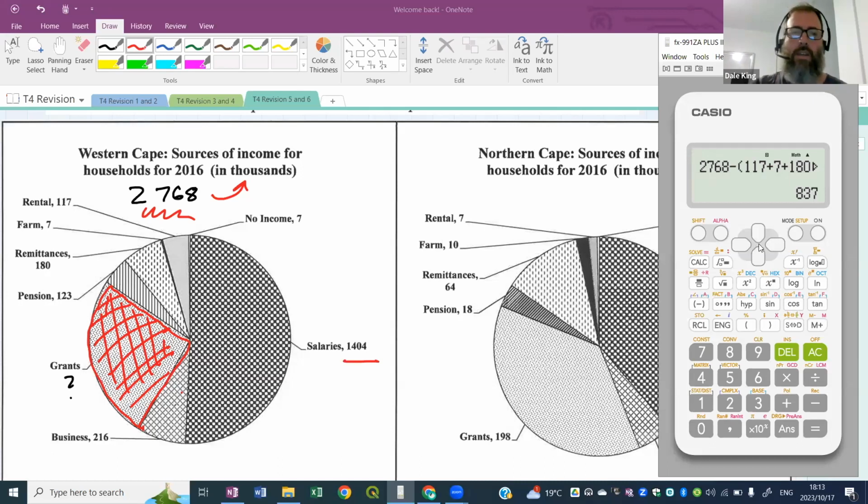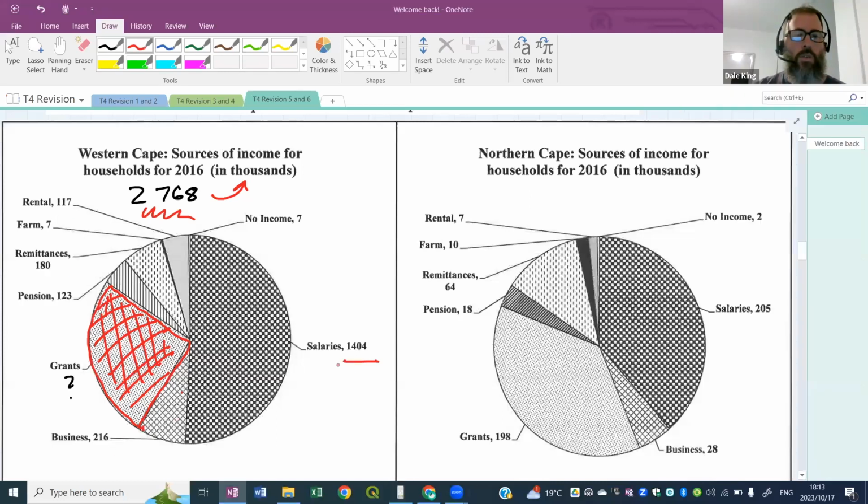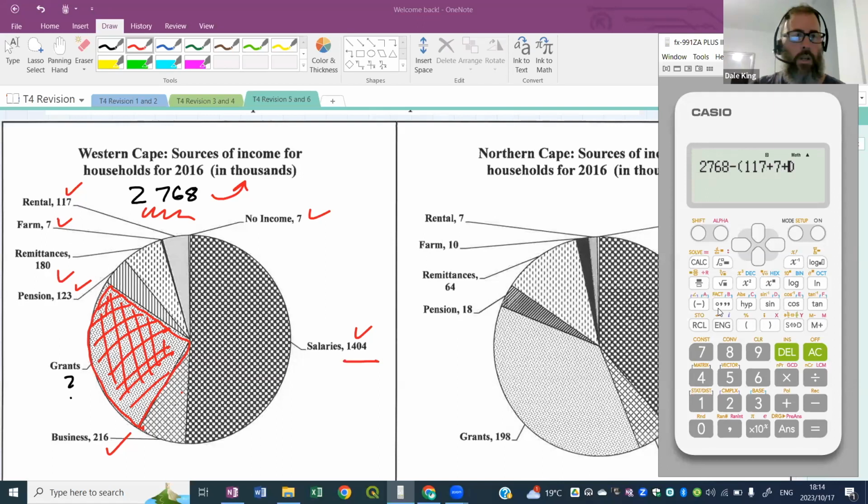So what I'm doing is I'm taking the 2768, which is the total number of households for this whole pie, and I'm going to subtract all these numbers, the 117, the 7, the 180, 123, 216, 1404, and 7. I just want to make sure that I haven't made a mistake. So I'm going to do it again. So I'm going to say 2768 minus 117 and 7 and 180 and 123 and 216 and 1404 and 7. So I made a mistake. I think I left out the pension 123 there. All right. So these people are getting 714. They've done the calculation.